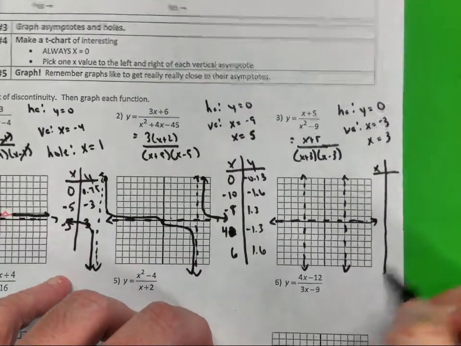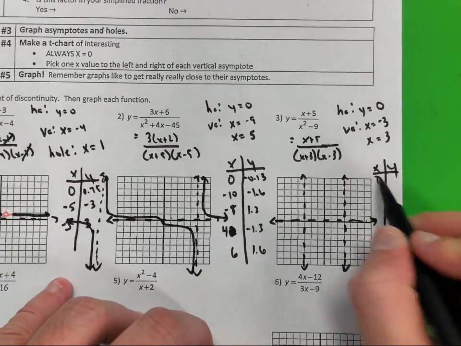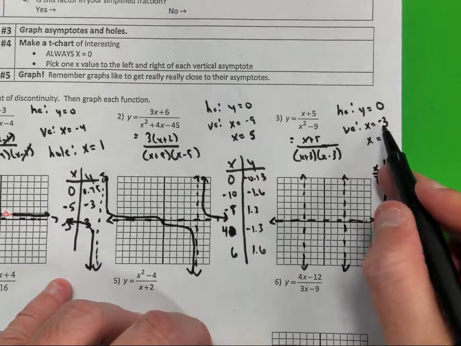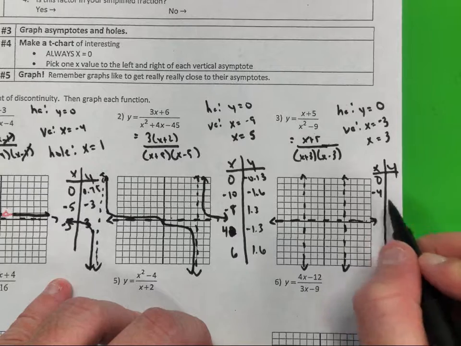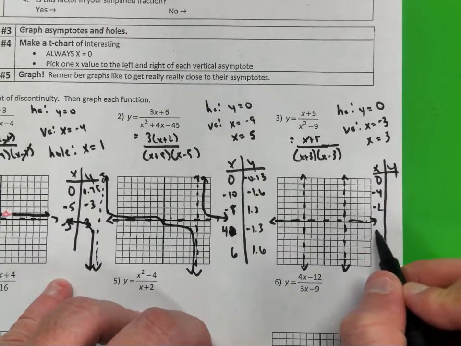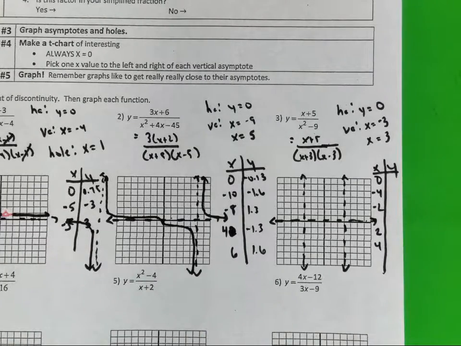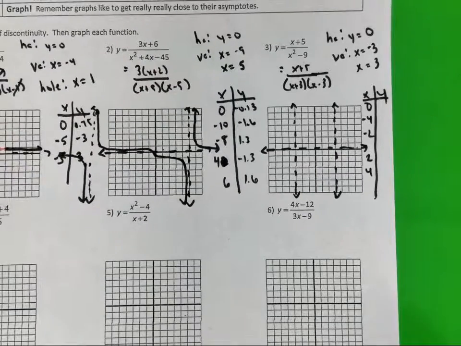I'm going to make a table. What point do I always put in there? 0. What's the number left and right of negative 3? 4 and negative 2. And 3 is what? 2 and 4. I want you to plug those values in and find me the values of those.